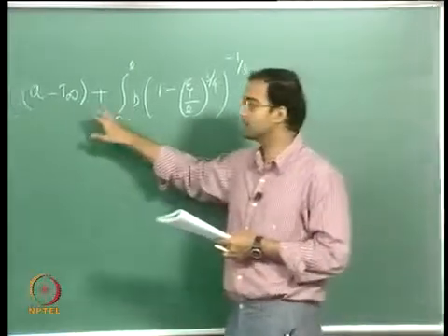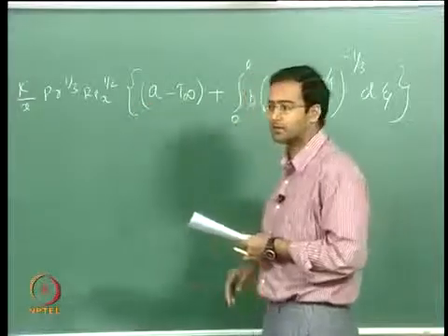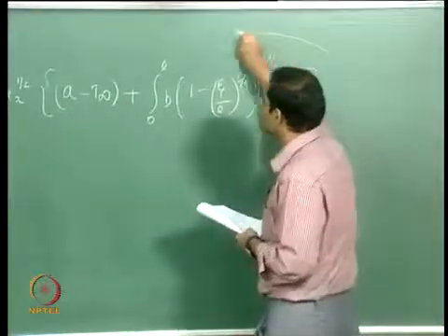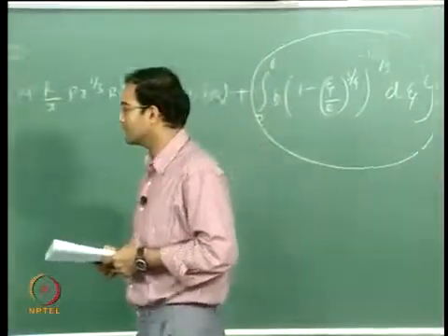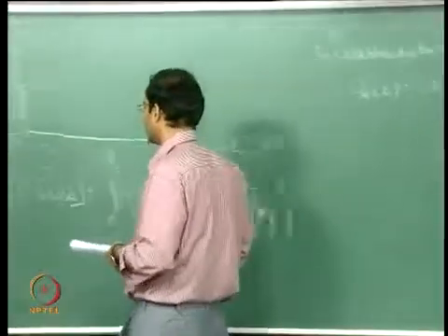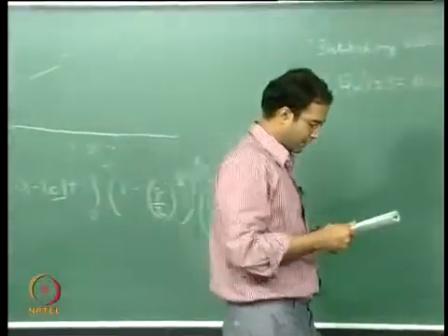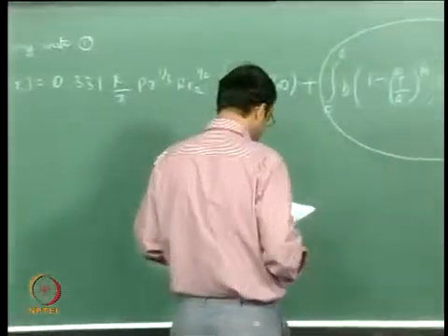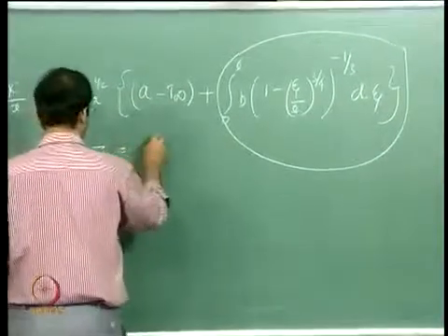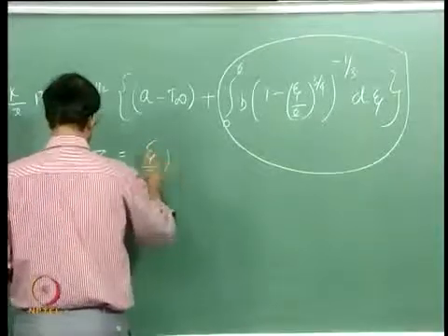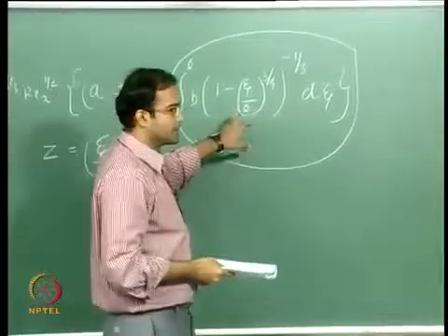T infinity is given for this problem, whatever value it is known, a is a constant, b is a constant, so we need to find this particular integral, and this particular integral, whatever slope that you get and put it here, is of the following form, which we will reduce it to. So we can assume a variable z which is equal to zeta by x to the power 3 by 4. Okay. So I am just going to transform the variables again.